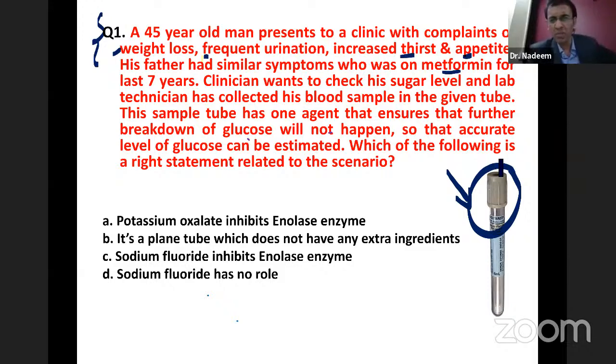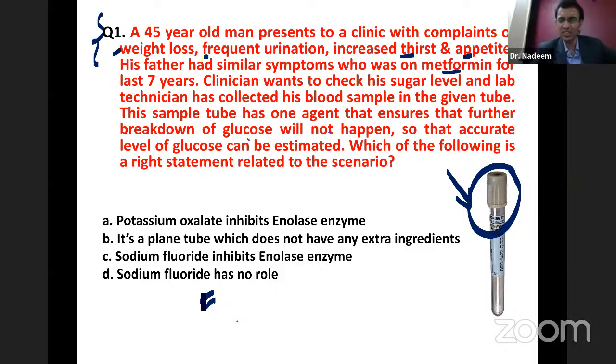Option A, potassium oxalate inhibits enolase enzyme. Option B, this is a plain tube which does not have any extra ingredients. Option C, sodium fluoride inhibits enolase enzyme. Option D, sodium fluoride has no role. Okay, fine. Actually, a very easy question.